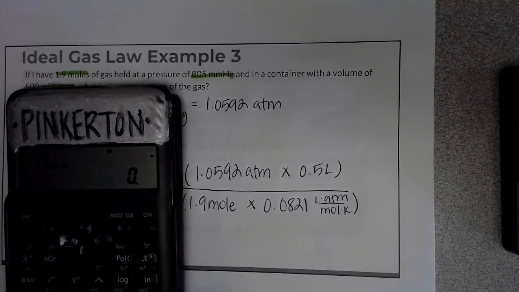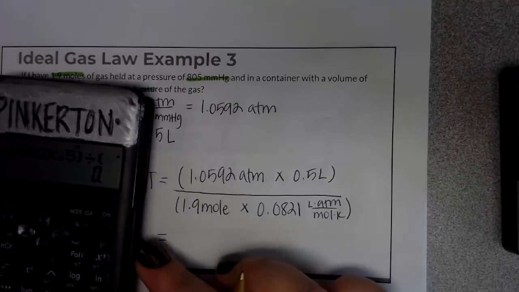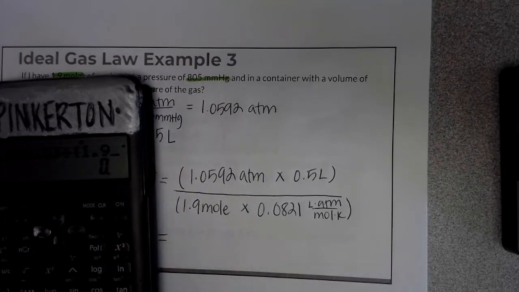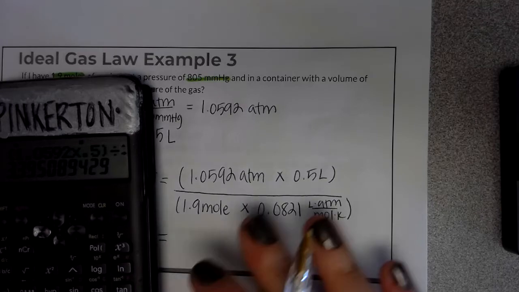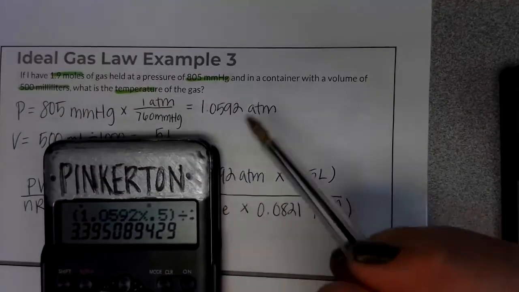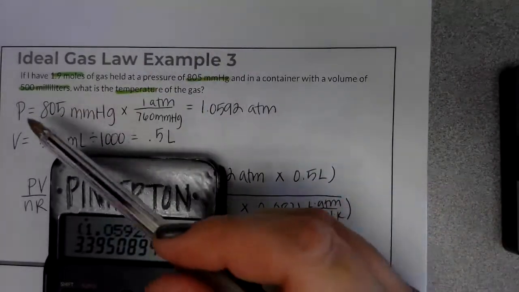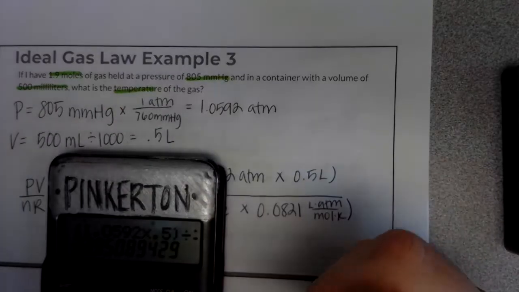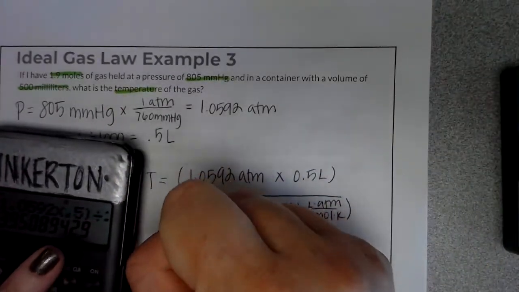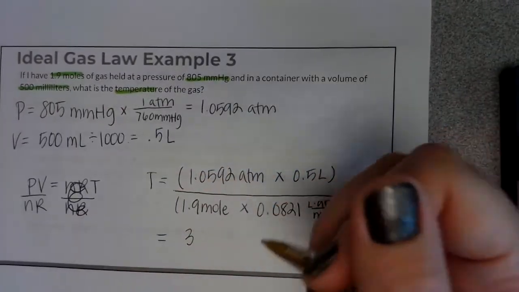So parenthesis 1.0592 times 0.5, close parenthesis, divided by 1.9 times 0.0821, close parenthesis. All right, and I'm going to get this big old long number, and we're looking for significant figures. We've got 2, we've got 3, we've got 1. So we'll do 3 Kelvin.